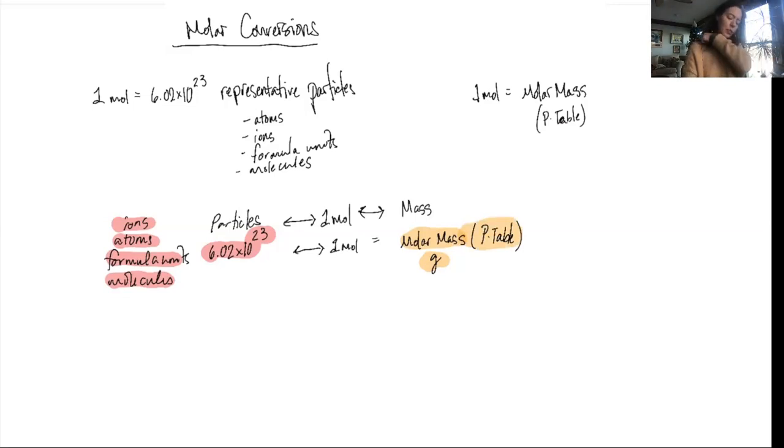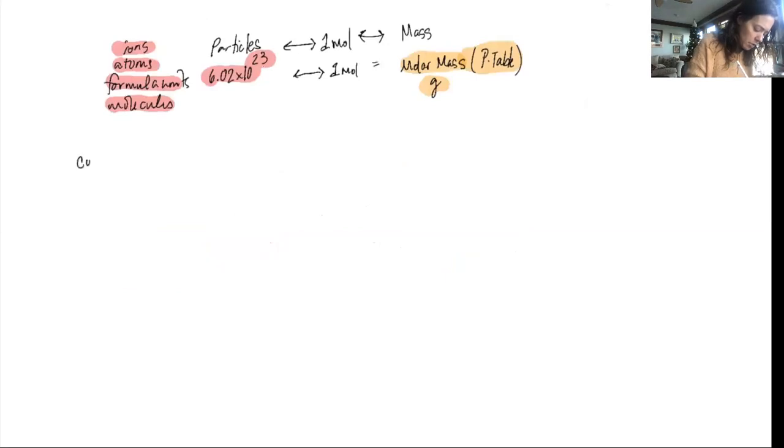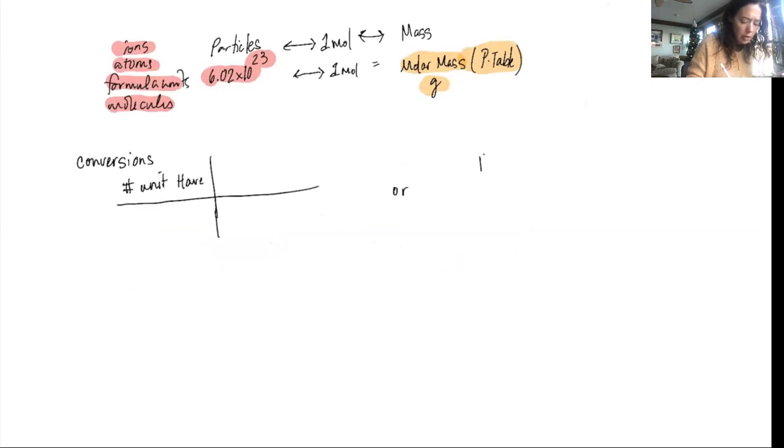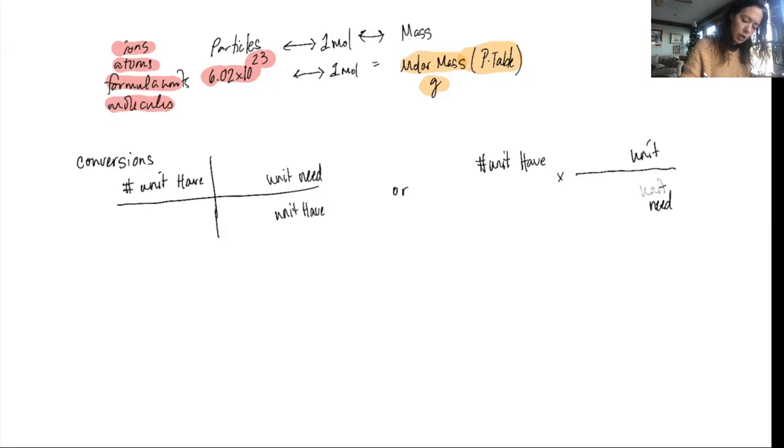Remember that when we make molar conversions, we start with the number and the unit that we have. We set up a T-chart, or we go like this. It's the same thing. You put the unit you have down here, and the unit you need up here. We learned how to do this. Some of us did. Oops, I did that wrong. The unit you have goes on the bottom so that it will cancel. The unit you need goes on top.